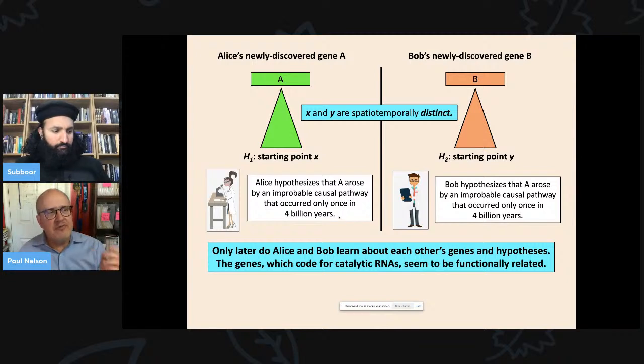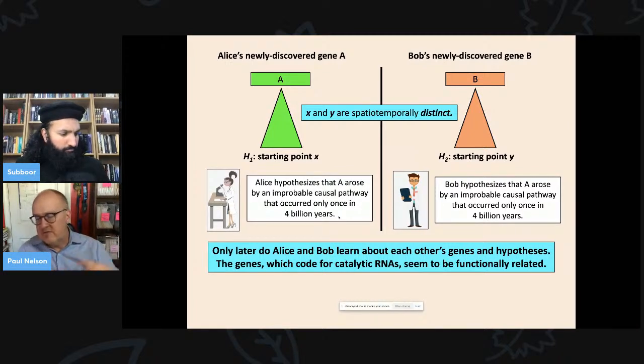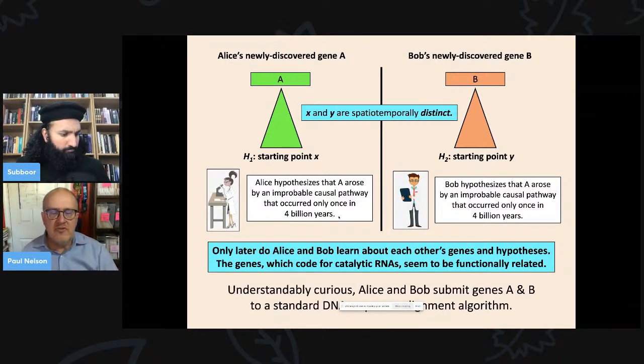When you look at all the different roles that RNA has within cells, I don't mean to belabor the point, but these are functional RNAs. They are not going to be translated into protein. So Alice and Bob, now that they're in communication, they say, well, you know what? Let's see if we can align our genes. So they submit them to a standard DNA sequence alignment algorithm.